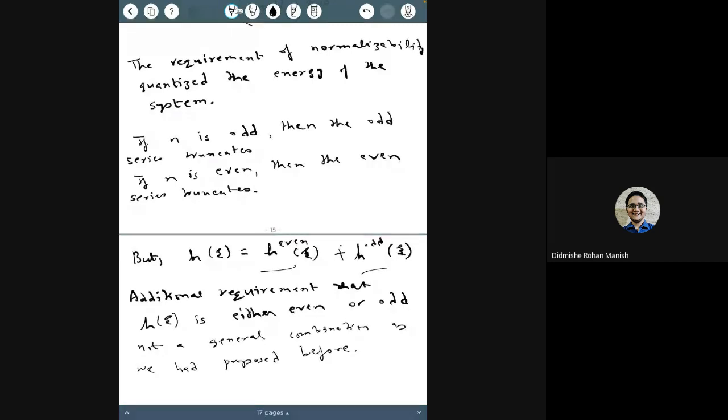Zero is still differentiable. The problem would arise if you had certain values of x for which this was not differentiable. That is what quantum mechanics doesn't want you to do. So if you had something like 1 by x minus 1, and the domain of your function is from minus 5 to plus 5, then you have a discontinuity at x equal to 1, which is in the domain of your function. That is not enough.